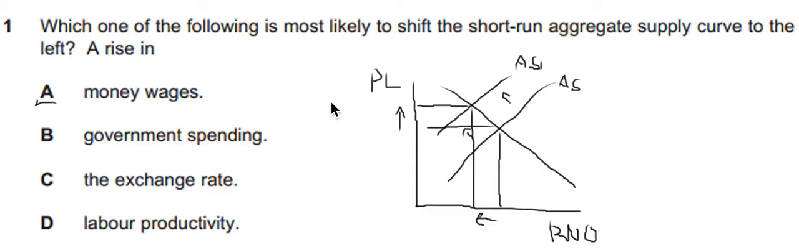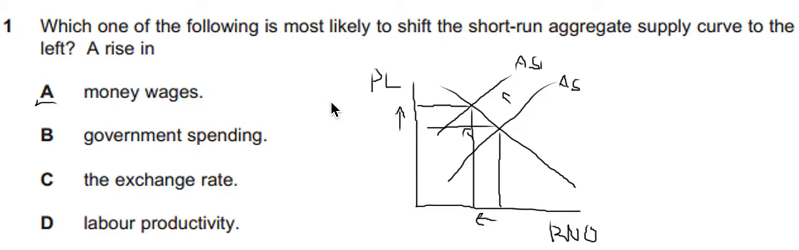Looking at C, the exchange rate. If the exchange rate rises, what that means is our pound has appreciated, our exports to other countries become more expensive, and our imports become cheaper. However, this still affects only demand. So the demand for our goods may decrease, but it's still a shift in demand, so demand will shift to the left.